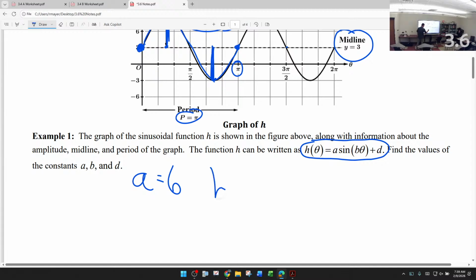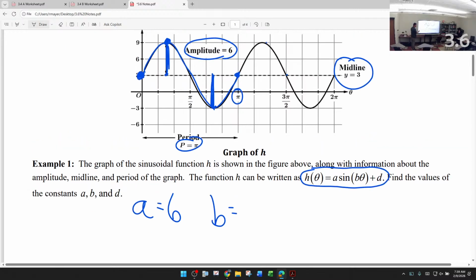B, that's the harder one. I don't say it's the harder one, it's the most missed one. And that is the period, okay? Now, this is where we're going to mess up because the period, they told me, is pi. Well, B's not pi. Normally, the period is 2 pi. A normal period is 2 pi. This period is pi.